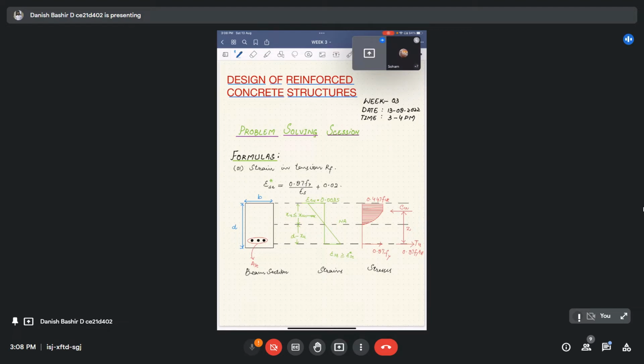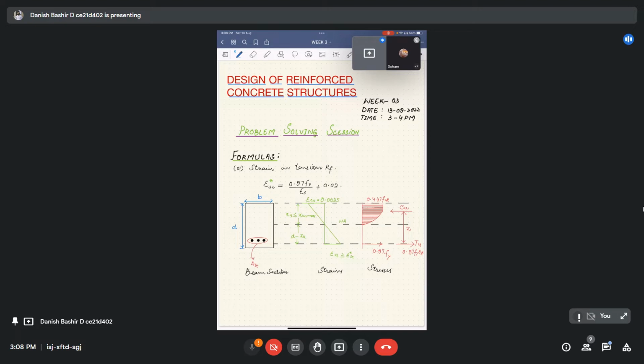It's a week three live session, and today we will go directly to the problem solving session without discussing any theory part. In the third week, you have studied limit state design, and both analysis and design are covered in the week three lectures. So we will be discussing the problems related to that topic only. So let me start.